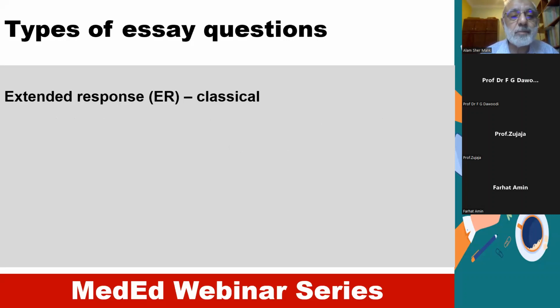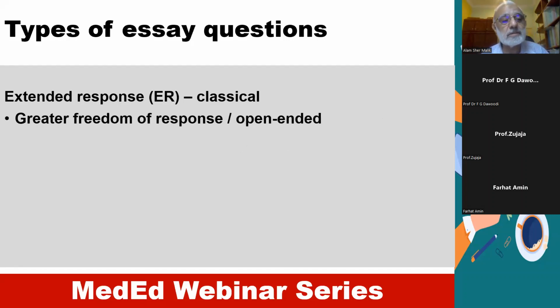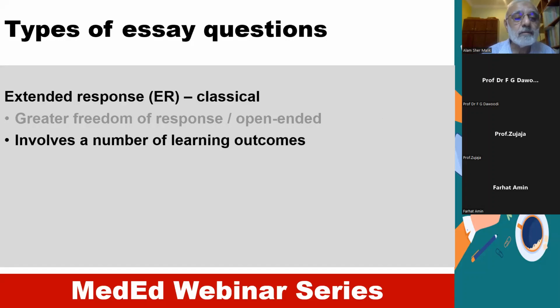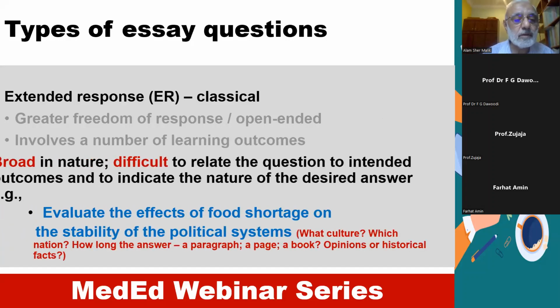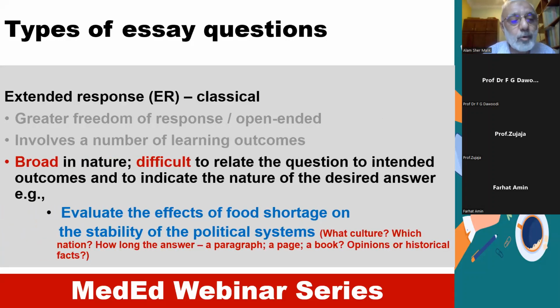The extended response or classical essay questions give greater freedom of response. They are open-ended and involve a number of learning outcomes. They are broad in nature, however, difficult to relate the question to the intended outcomes and to indicate the nature of the desired answer. For example, evaluate the effects of food shortage on the stability of the political system.